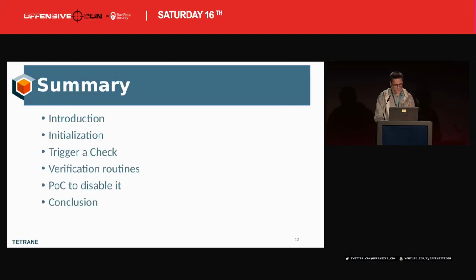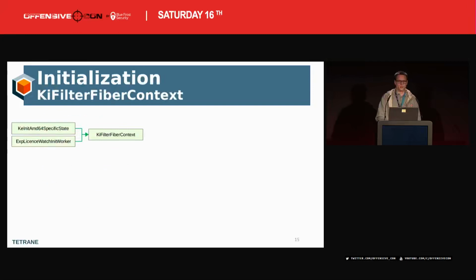So here's the introduction. Now, what about the initialization? The initialization is performed mostly by KiFilterFiberContext, which is a node function. This name is originally here to prevent a reverser from knowing what it's doing. So it's trying to maybe hide itself with an unrelated name. And this function is called in two manners.